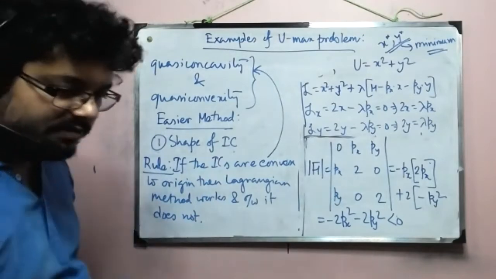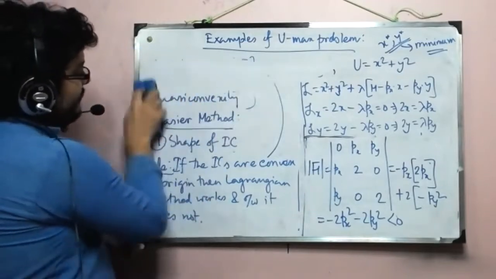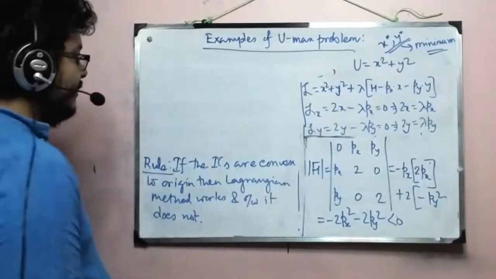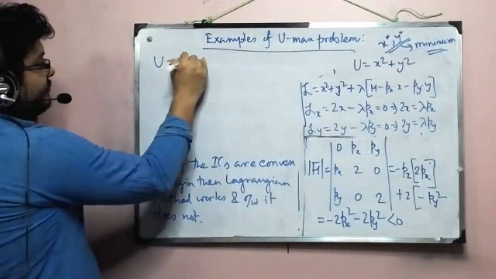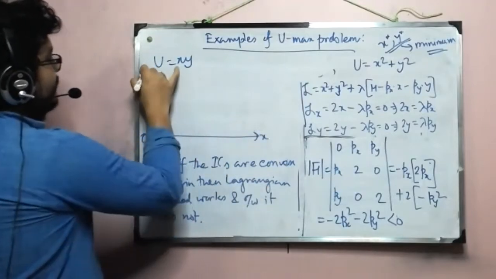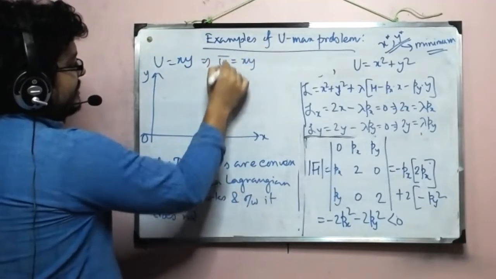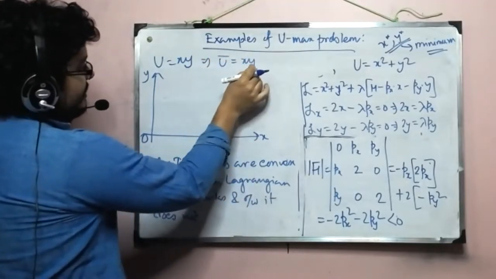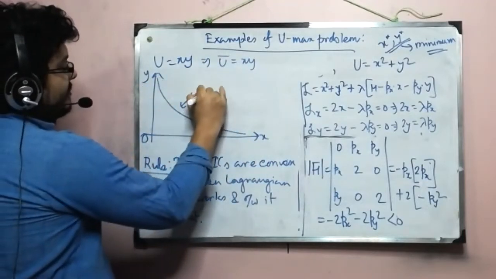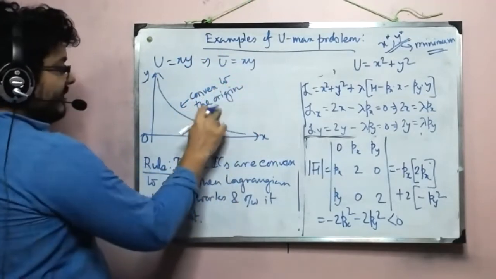Okay. All right. So now we are going to check the fact about u equal to xy. For u equal to xy, I'm saying that the IC is u bar equal to xy. That's the equation of an IC, right? So what is this? This is two variables multiplying and resulting in a constant. So that's a rectangular hyperbola. And a rectangular hyperbola is convex to the origin. So that means, okay, you can use Lagrangian.